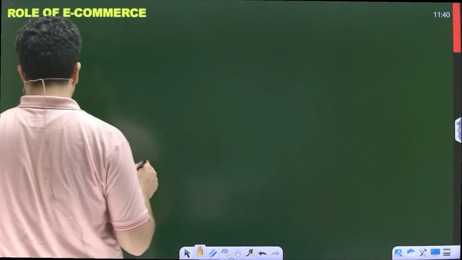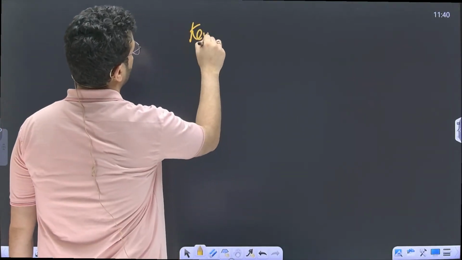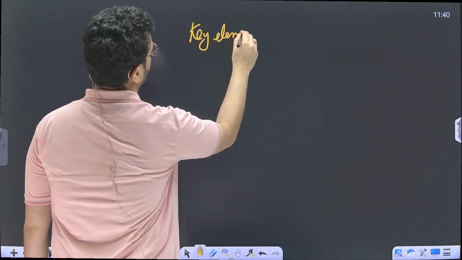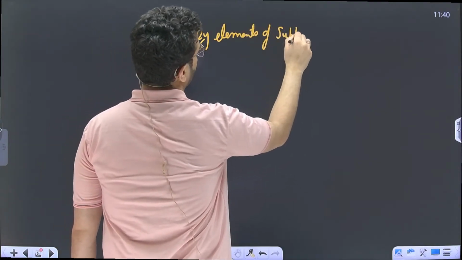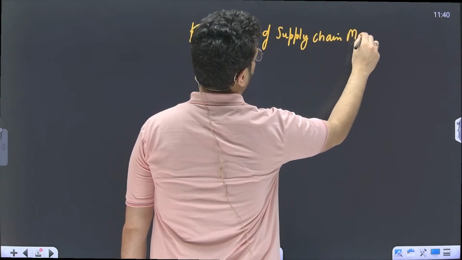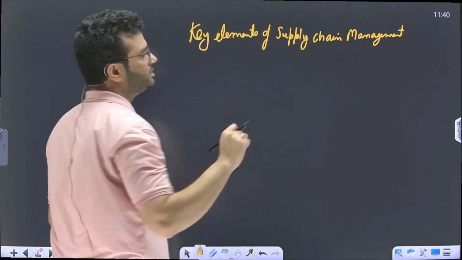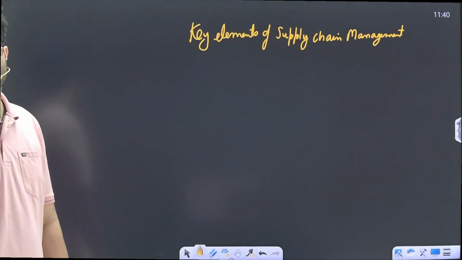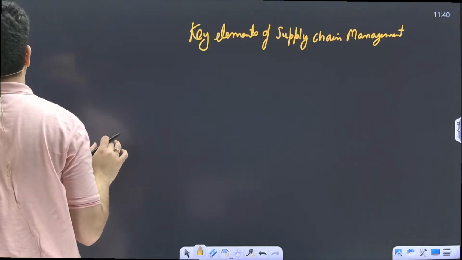Now, what are the key elements of supply chain management? How will this supply chain management actually work? What are the key elements of that?